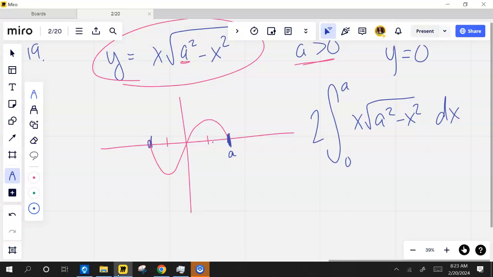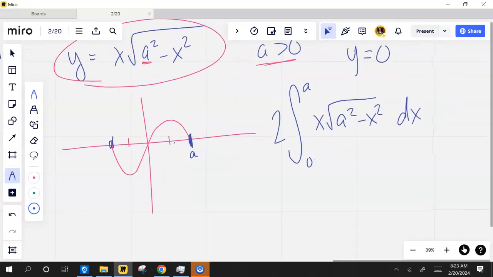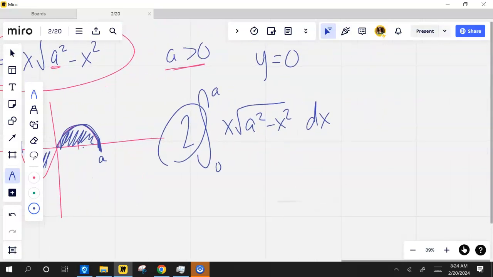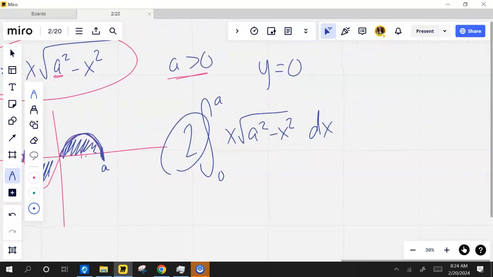But now what do I do? This is my curve, right? That's okay. There's my curve. That integral is finding that. The 2 is going to take this side into account as well. Follow me? Okay. You sure? All right.